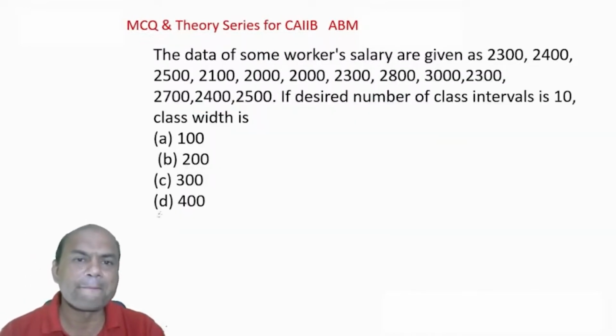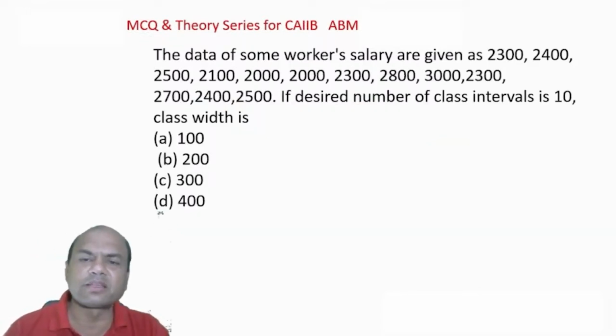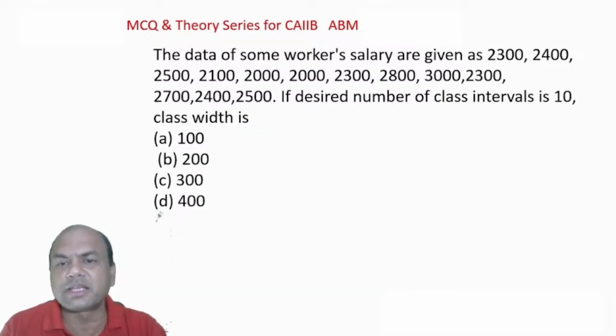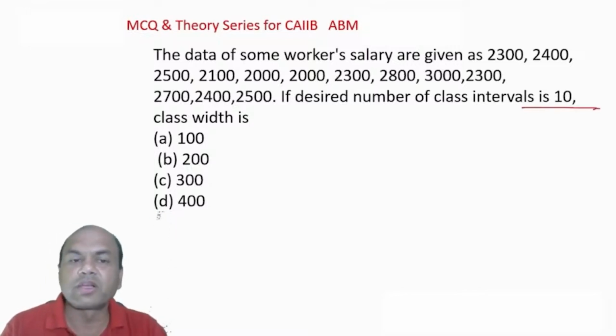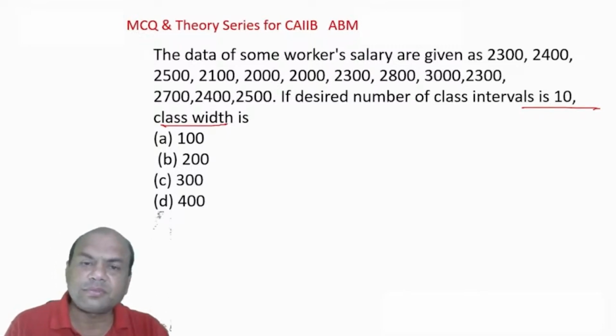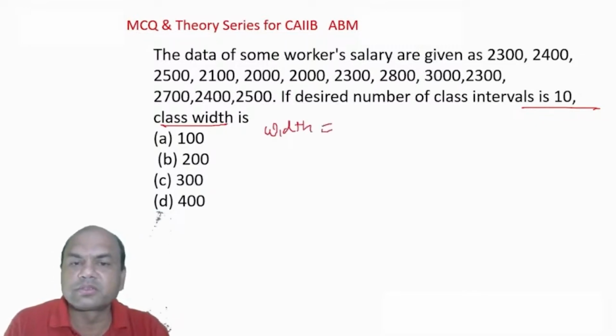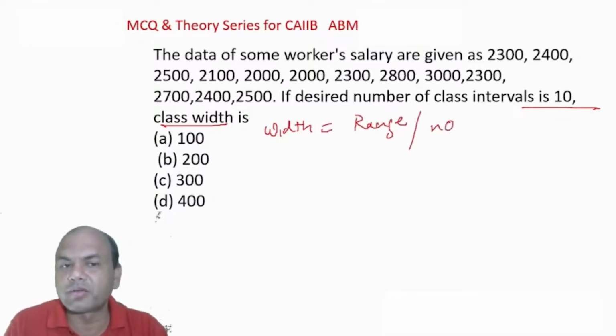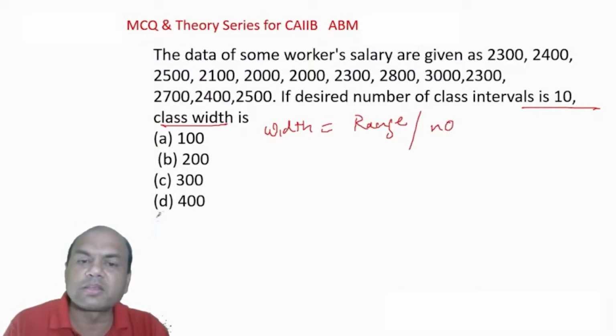The data of some workers is given, all these numbers are given. If the desired number of class intervals is 10, what is the class width? Now this you might have done earlier. See here, it's very simple. Let me see how many of you are answering this. Width equals range divided by number, where number means how many class intervals are required. What is range? Range equals highest minus lowest.